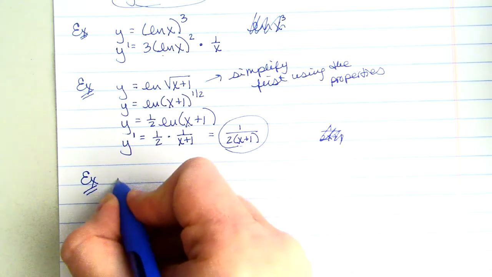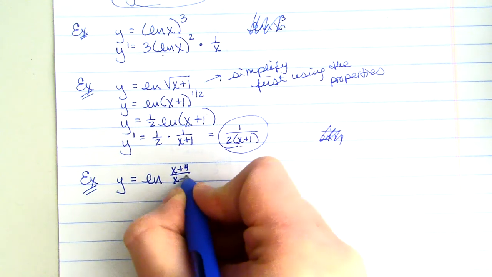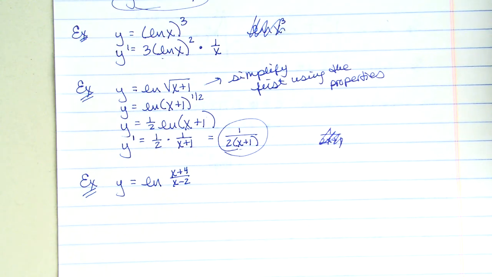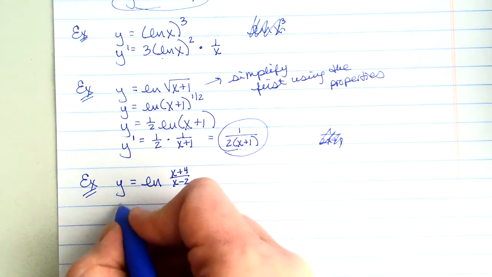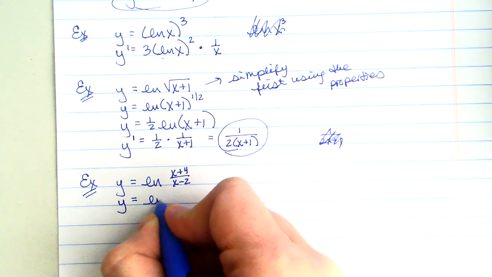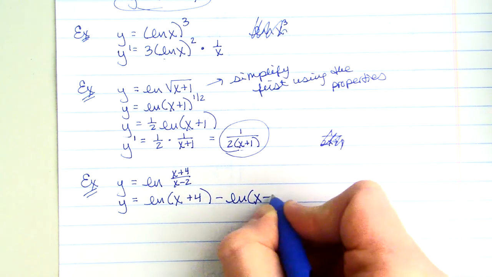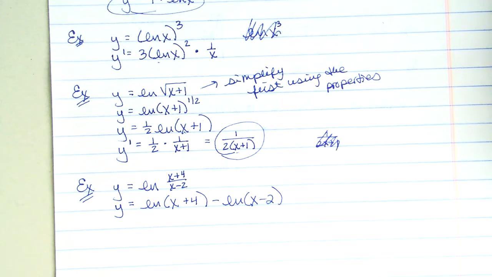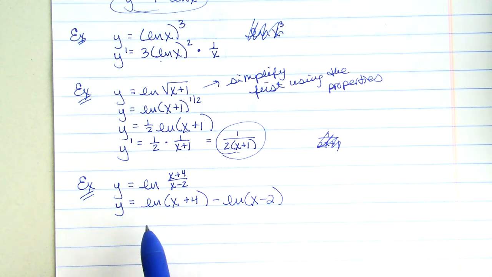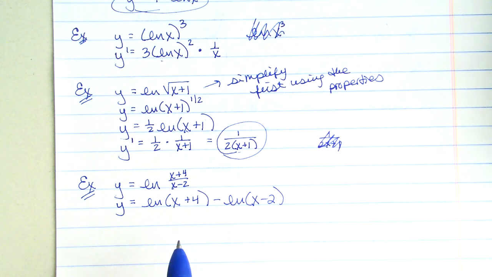Let's try this one. Y equals the natural log of x plus 4 over x minus 2. Rewrite that using your properties, please. This is going to become y equals, note I'm saying y equals, not y prime. I haven't done the derivative yet. I'm just rewriting. The natural log of x plus 4 minus the natural log of x minus 2. If I left it like this, I'd have to use chain rule. And inside the chain rule, I'd have to use quotient rule, and it would be unpleasant. This, not a big deal. Go find your derivative.